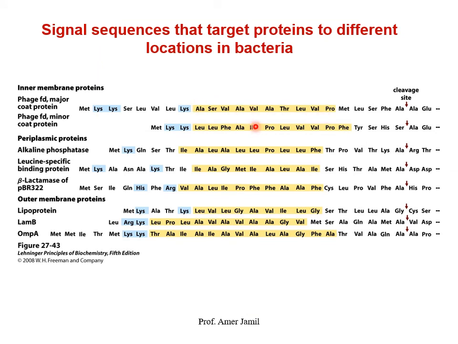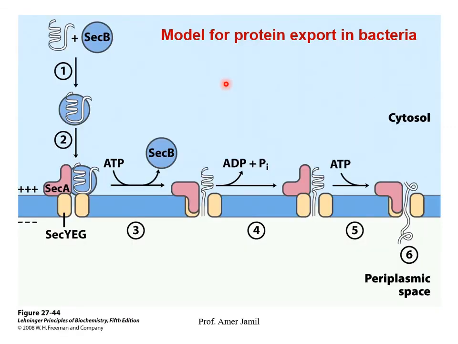Here are signal sequences that target different proteins to different locations in bacteria. So as I mentioned, in bacteria there may be some inner membrane proteins, some periplasmic proteins, or some outer membrane proteins. And these proteins are targeted due to the signal sequence which is present here. And there is a cleavage site similar to the eukaryotic proteins. Once this protein or polypeptide reaches its destination, this signal sequence is released.